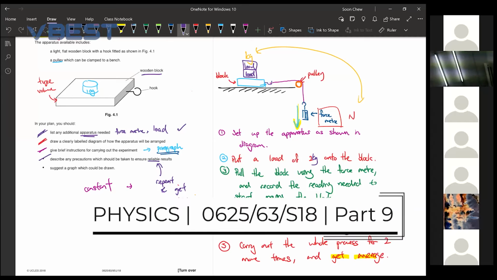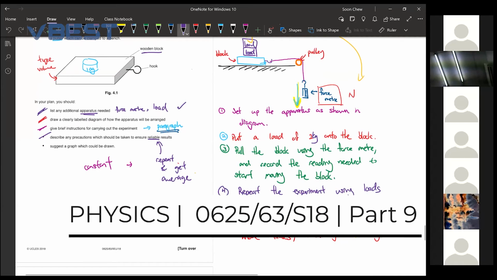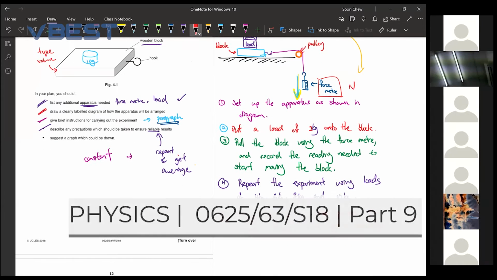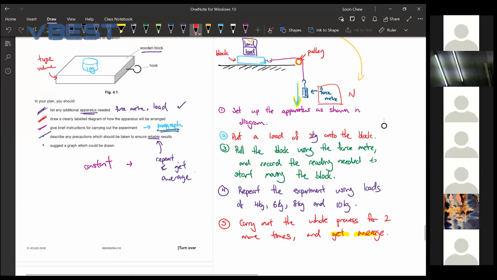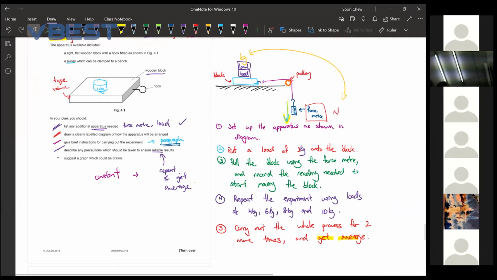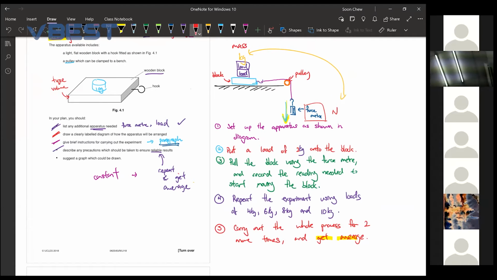And now lastly, suggest a graph which could be drawn. Okay, so in this case, you only have two things, which is your masses and also your force. Normally your x-axis will be the independent variable, so you have your masses over here, maybe in kg. Then your y-axis will be the force needed, and you put it in Newton.